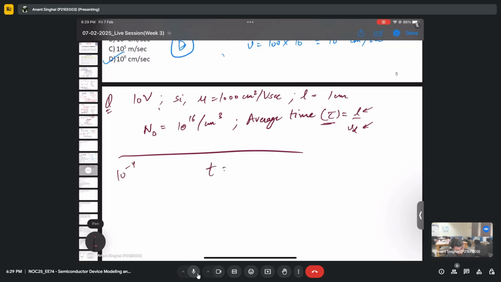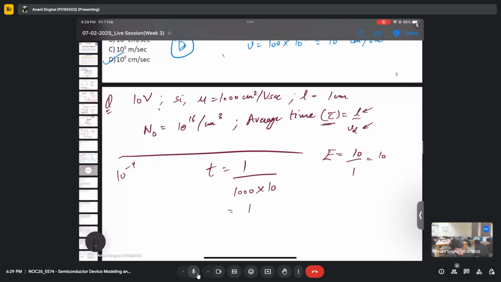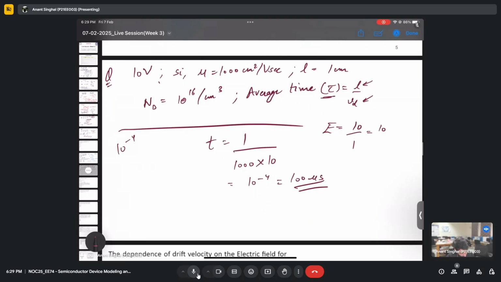This is pretty straightforward. So L is 1 centimeter. I'm keeping everything in centimeter. VD is mu E. So mu is 1000. E is nothing but 10 volt by L. L is 1 centimeter. So it is 10. So centimeter will get cancelled. So it is 10 is power minus 4. Or you can write this as 100 microseconds. So this is fine, I guess.